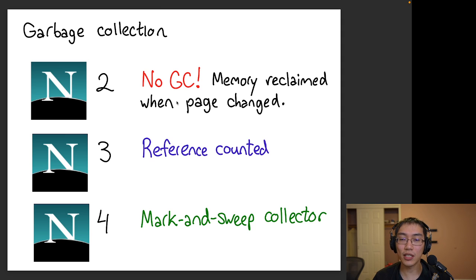We're going to talk about garbage collection in this class. There's actually a very funny story, which is in Netscape 2, there was actually no garbage collection in JavaScript, so it just leaked memory, and you only reclaimed it when you changed the page somewhere else. Netscape 3 added reference counting, and Netscape 4 and all modern browsers have some sort of garbage collector which collects garbage. And we'll talk about these different ways of doing memory management in those situations.